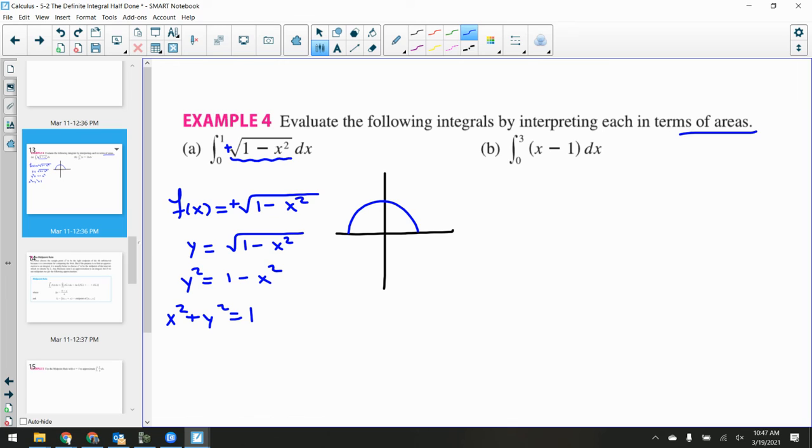Now, what is the integral symbol telling me I want to only find the area of? From 0 to 1. From the x value of 0 to the x value of 1. So basically just that. Radius 1. So that means the area is equal to 1/4 of the area of the circle, pi times 1 squared, or in other words, area is equal to pi over 4. The integral from 0 to 1 of the square root of 1 minus x squared dx is pi over 4.